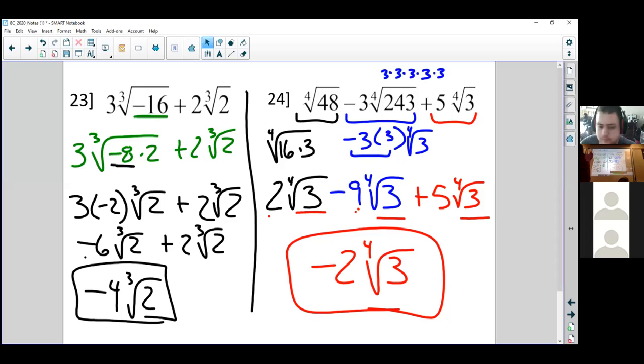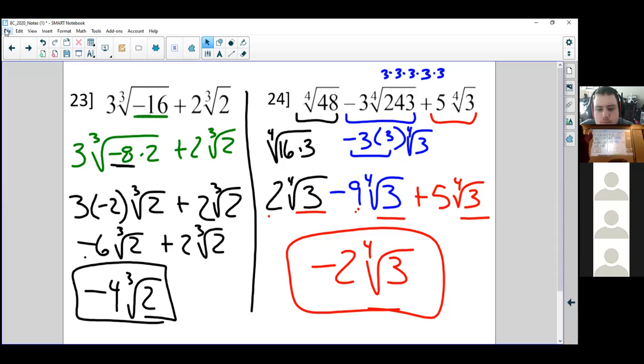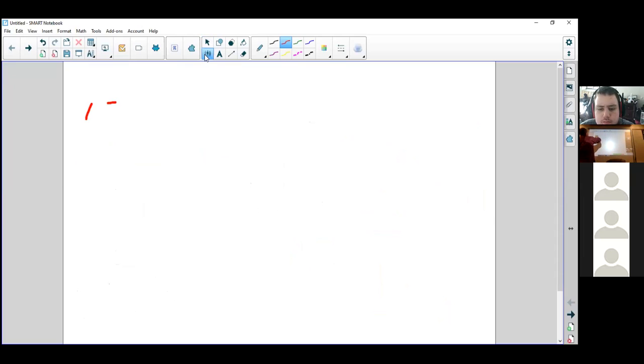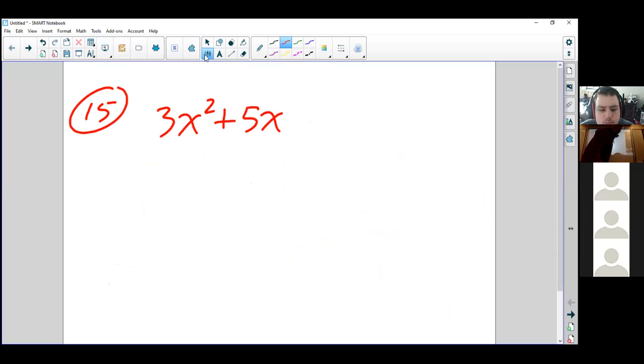All right, so we got this page. Number 15, you said, right? Yes. All right. Number 15 says 3x squared plus 5x minus 4. Okay. So first thing I do when I'm looking at this problem is, do I have a greatest common factor other than one that can come out of all three?